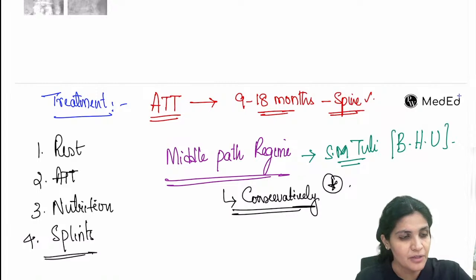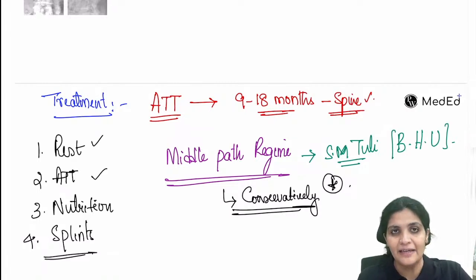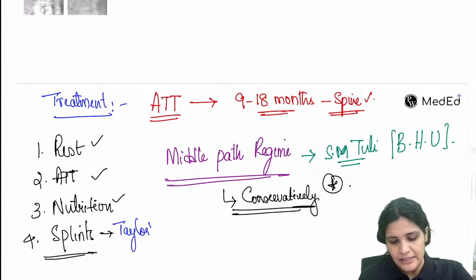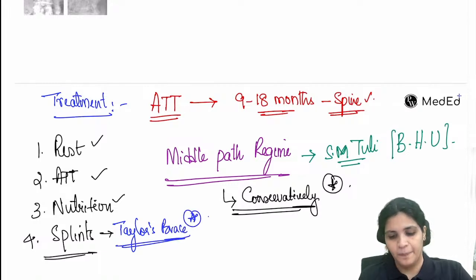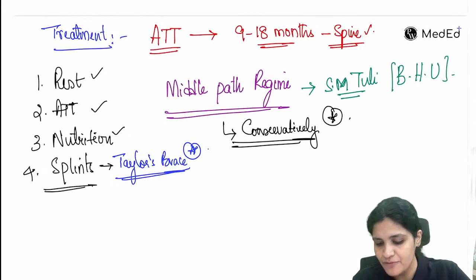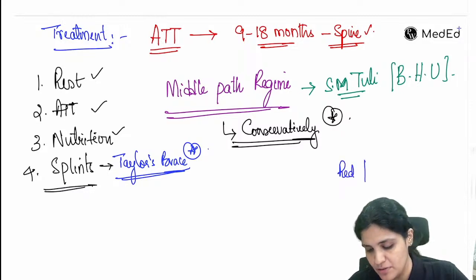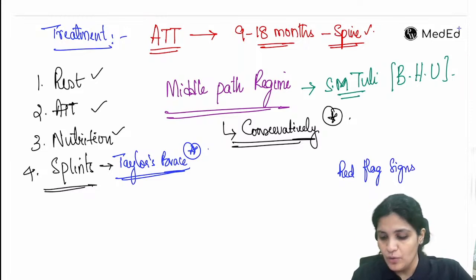In that conservative treatment, what do you do? You treat the patient with rest, ATT, and good nutrition. You splint the part. So what are the important splints we use? We use the Taylor's brace for splinting, right? And then you have certain signs. What are these signs called? These are called the red flags.